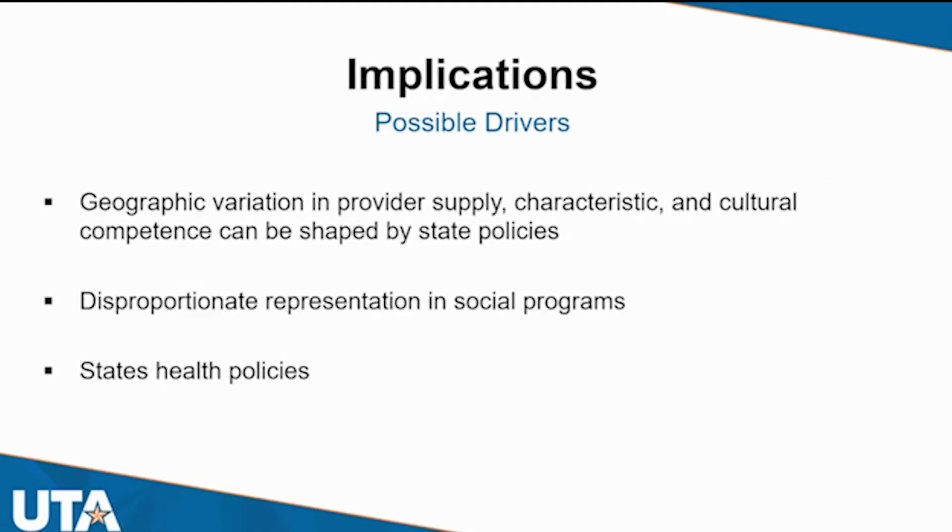So there's a million drivers that could possibly be at play and things that could be examined. There could be geographic variation. In fact, we know there's quite a bit of geographic variation in the supply of behavioral health providers, the characteristics of behavioral health providers, and the cultural competence of behavioral health providers, and that looks different in different places. There are state policies that can impact who becomes a mental health provider, and how easy it is to become a mental health provider.